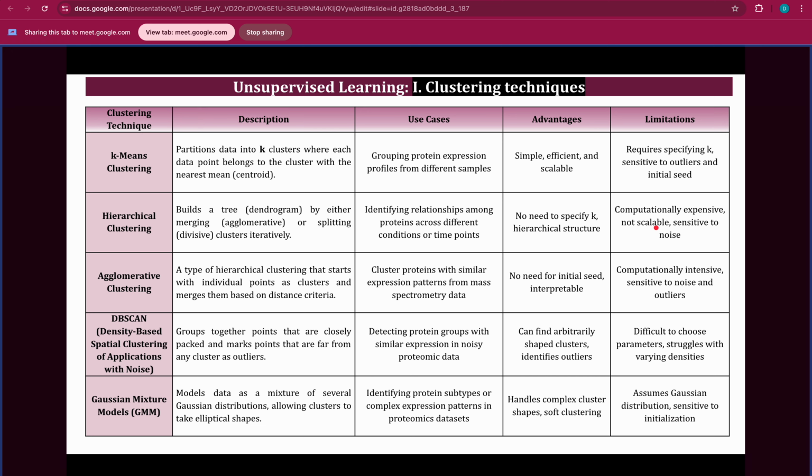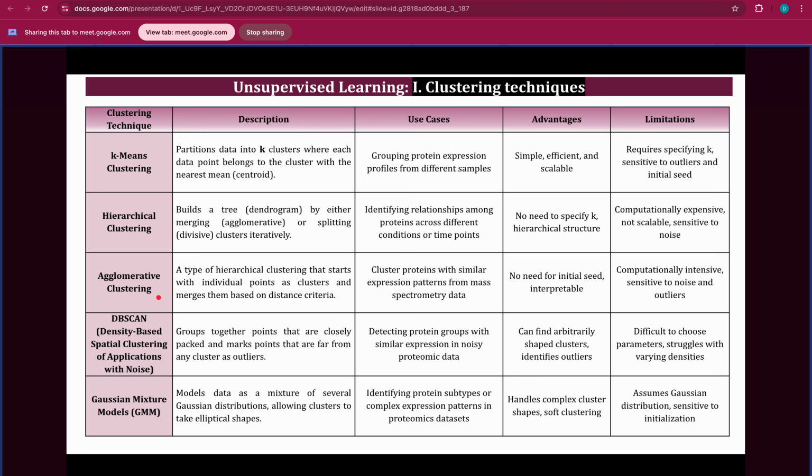It is not scalable. If you have a huge amount of samples, then it will create some trouble. And it is also sensitive to noise. For example, if you have certain outliers, then also it will try to adjust them into clusters. So in that case it is quite sensitive.